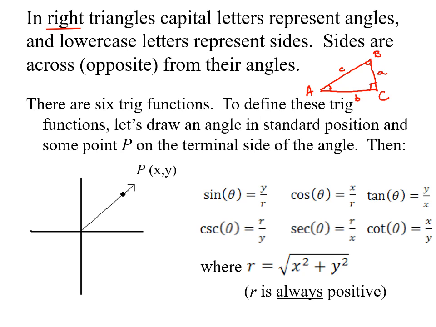There are 6 trig functions. If you didn't know that, now you know there are actually 6. Most calculators have 3, and those are sine, cosine, and tangent. But there's also secant, cosecant, and cotangent. And we can define these trig functions actually 3 different ways.